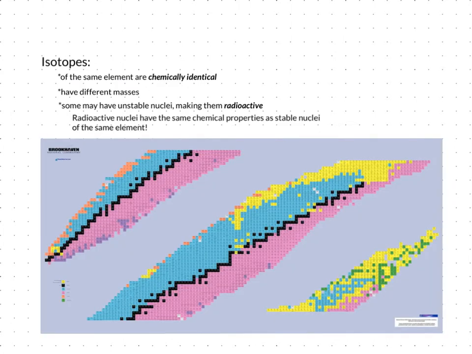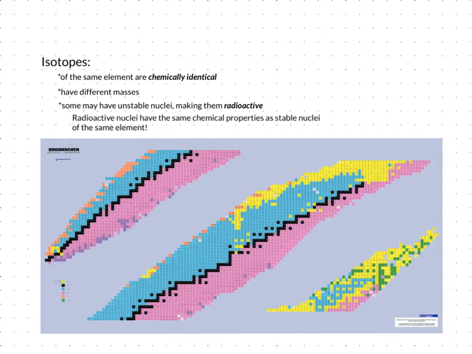Now, the presence or absence of these neutrons doesn't really change anything chemically about the atom. So isotopes of the same element are chemically identical to each other. Remember, it's the electrons that determine chemical behavior, not the nucleus. They do have different masses, right? Because of the different number of neutrons. And in some of them, the nucleus might be unstable, making that particular isotope radioactive. So things are radioactive if they have an unstable nucleus. But remember that radioactive nuclei have the same chemical properties as stable nuclei of the same element, right?